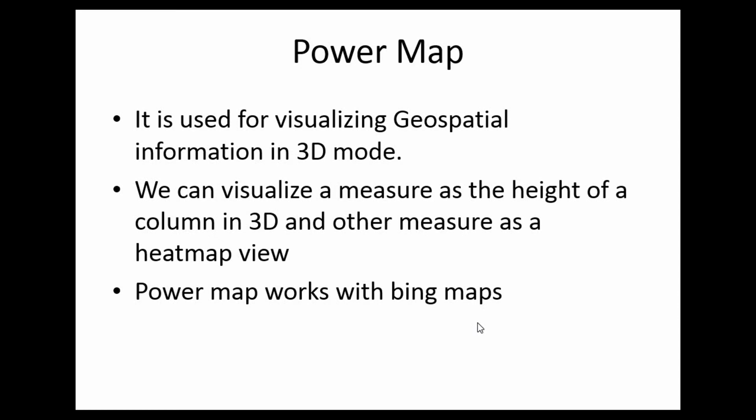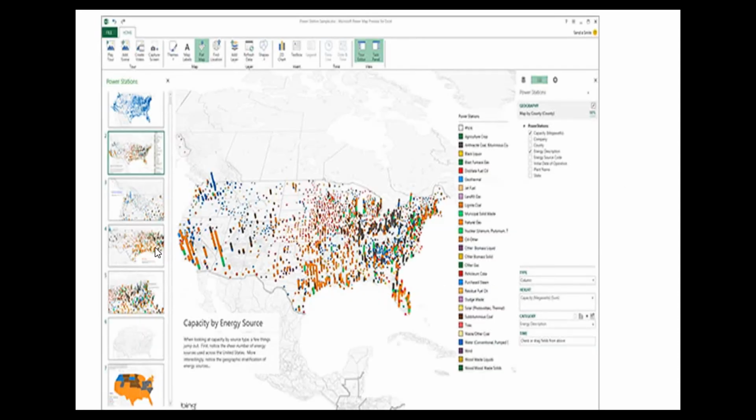Power Map works with Bing maps. We can also highlight data based on geographical locations such as country, city, state and street address. Whatever you want, you can map it. So this is how the Power Map will work and this is how it looks. With the different countries, whatever you want to see, with the different cities, you can see like this.